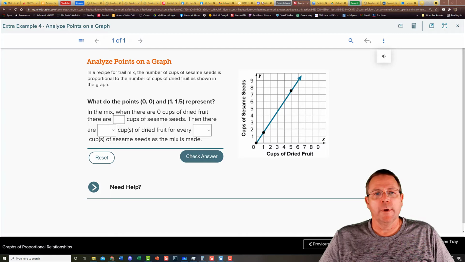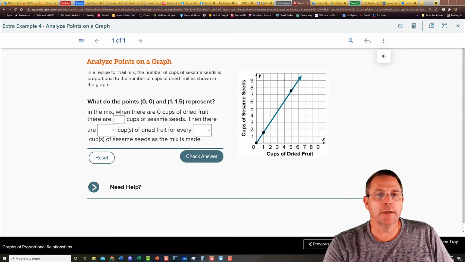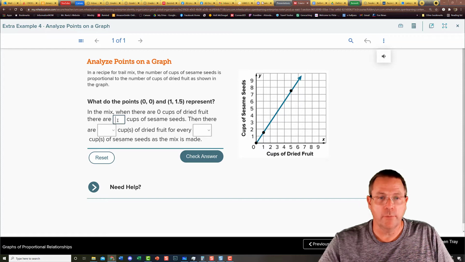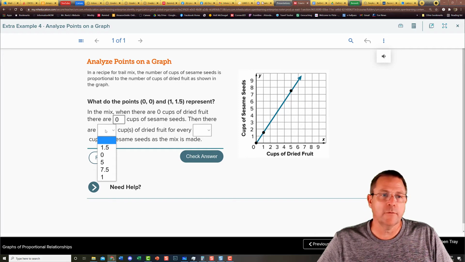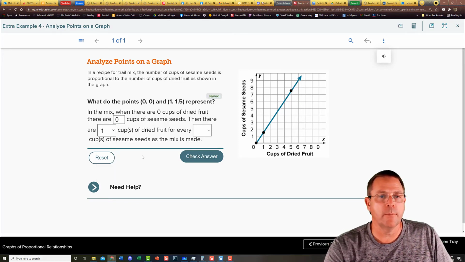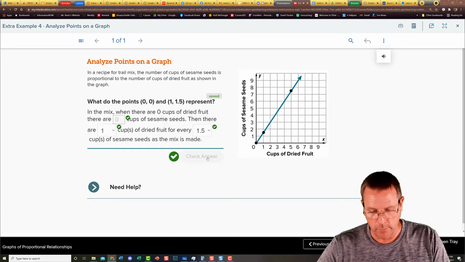In a recipe for trail mix, the number of cups of sesame seed is proportional to the number of cups of dried fruit, as shown on the graph. What does point 0, 0 and point 1, 1.5 represent? In the mix, where there are 0 cups of dried fruit, there are going to be 0 cups of sesame seed. That took place at 0, 0. Then for dried fruit, on the bottom or the x-axis, 1 is going to be right here. We're going to put in 1.5 cups of sesame seed on our y-axis for every 1 cup of dried fruit. Check our answer. It checks well.